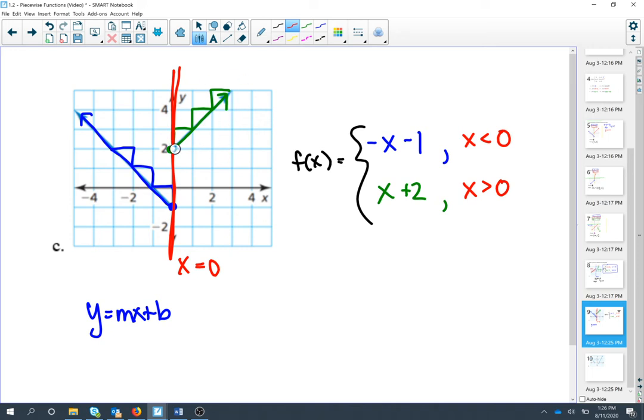Last thing we need to figure out was which one was the closed dot and which one was the open dot. It looks like the blue graph was the closed dot, so I come back to my blue one, I put an equal to sign, and you're done.